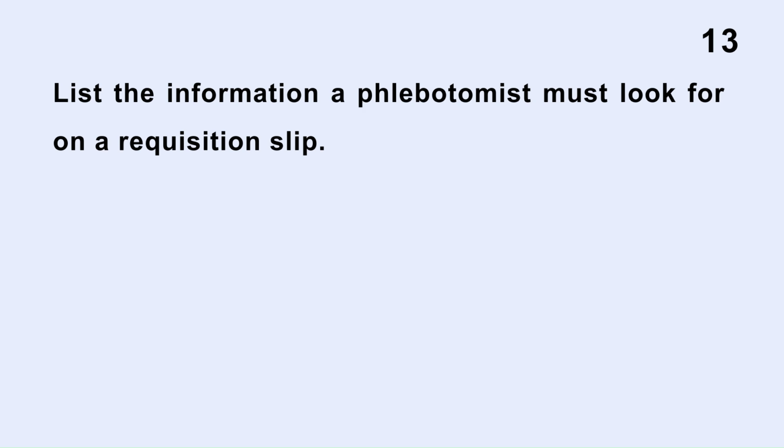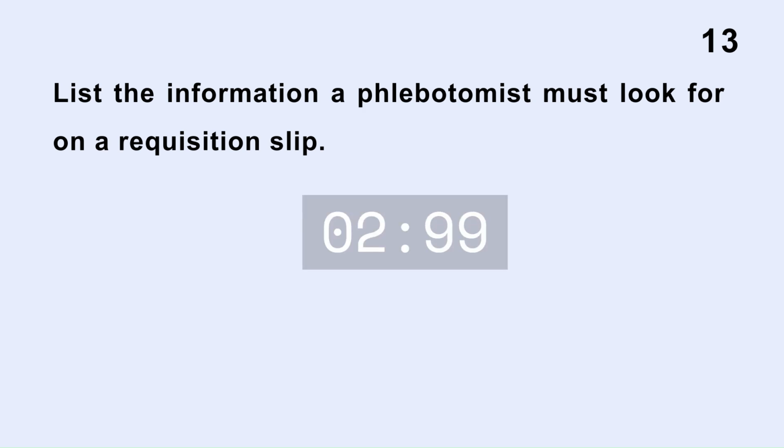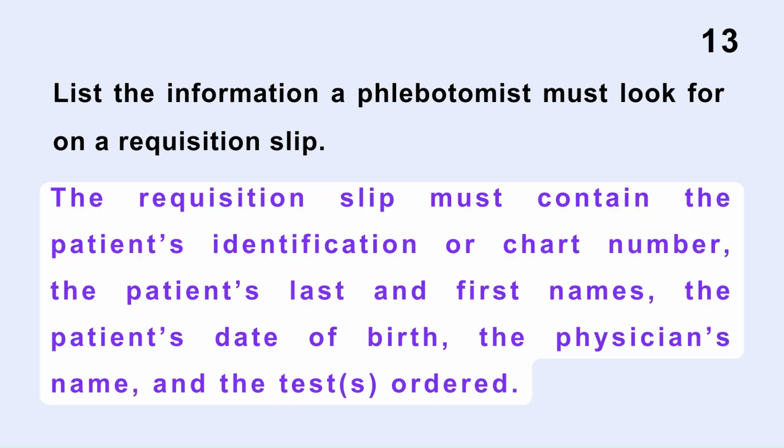Number 13. List the information a phlebotomist must look for on a requisition slip. The requisition slip must contain the patient's identification or chart number, the patient's last and first names, the patient's date of birth, the physician's name, and the tests ordered.